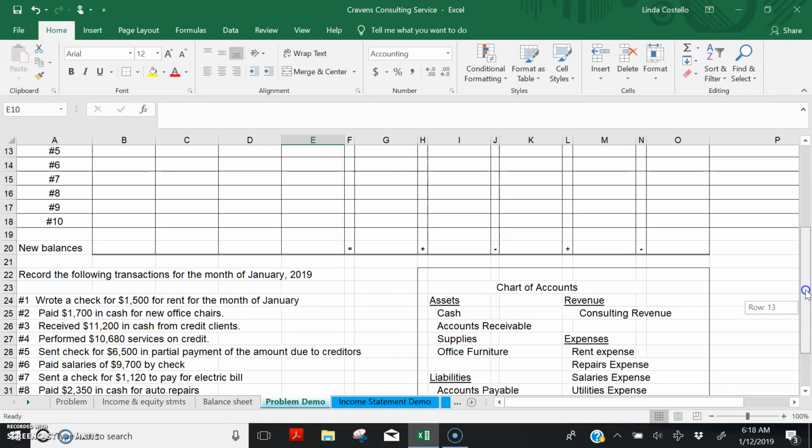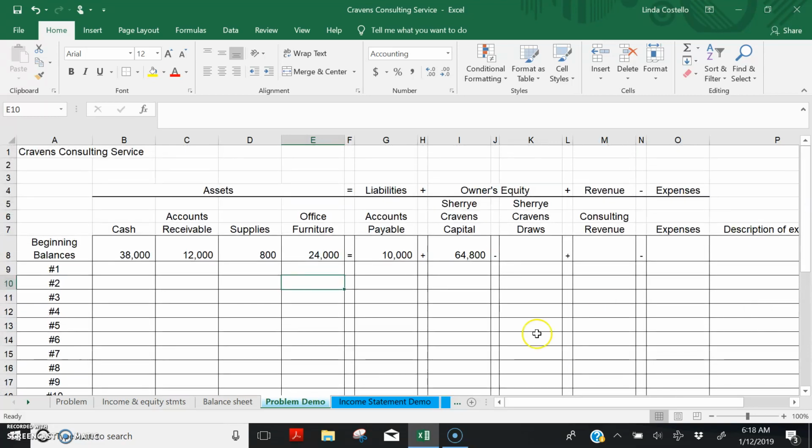So let's post the transaction. We have a $1,500 decrease in cash. Notice that I wrote the decrease as a negative number in brackets. And we have a $1,500 increase in rent expense. If we're going to increase an account balance, we're going to write it as a positive number. Decreases to account balances are written as negative numbers.